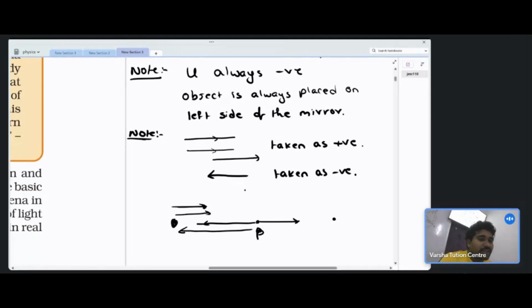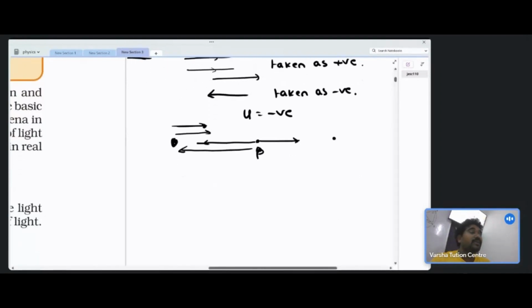That's why u is always negative. Always negative. Is that clear? Whatever the mirror, concave mirror, convex mirror, u is always negative. Is that clear, that point?